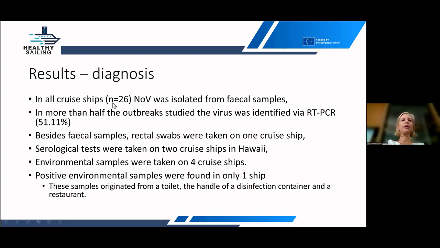In all 26 cruise ships, norovirus was isolated from fecal samples. In more than half of the outbreaks studied, the norovirus was identified via RT-PCR. Besides fecal samples, rectal swabs were taken in one cruise ship. Serological tests were taken in 2 cruise ships in Hawaii, and environmental samples were taken on 4 cruise ships. The positive environmental samples were found in only one ship. These samples originated from a toilet, the handle of a disinfection container, and a restaurant.